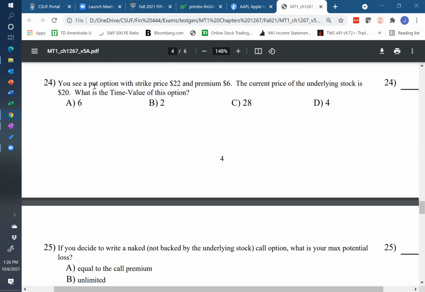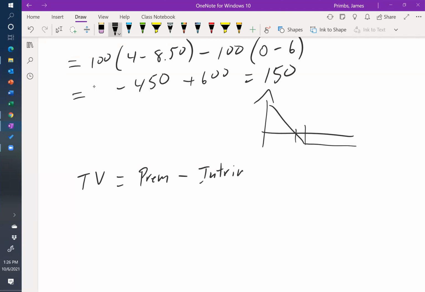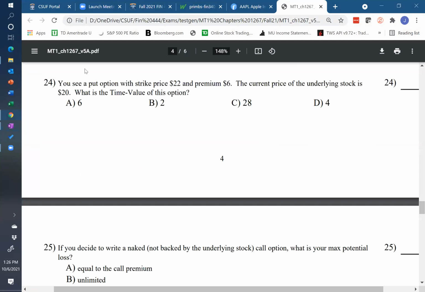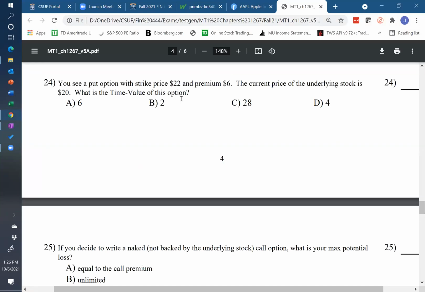The current price of the underlying stock is 20. What's the time value of this option? Let's remember, what is time value equal to? Time value is equal to the premium minus the intrinsic value. And the intrinsic value is just the payoff value, right? So the premium is $6. What's the intrinsic value? The intrinsic value is the exercise value.